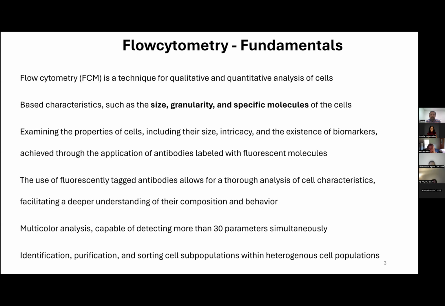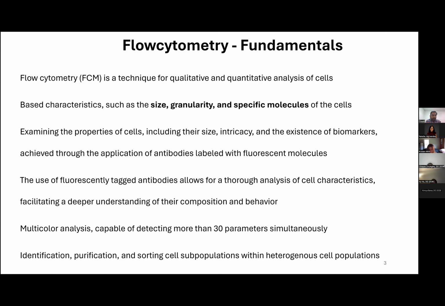And there are several multicolor systems available. As far as I know, there are flow cytometry techniques available to detect more than 30 parameters simultaneously within a single cell. So these are highly emerging as well as advanced technology which is being operated in several flow cytometry applications. And also, flow cytometry is useful for the identification, purification, as well as sorting. Cell sorting is very, very important.